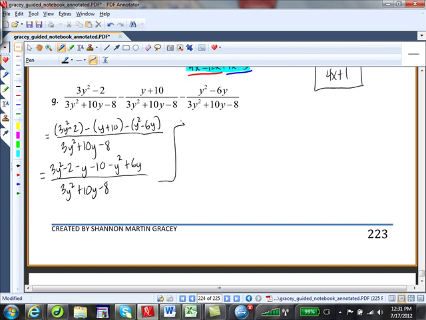So this will give us a result of 2y squared, and so we have a minus y and a positive 6y, so plus 5y and then minus 12, all over 3y squared plus 10y minus 8. Now we need to see if these guys factor.